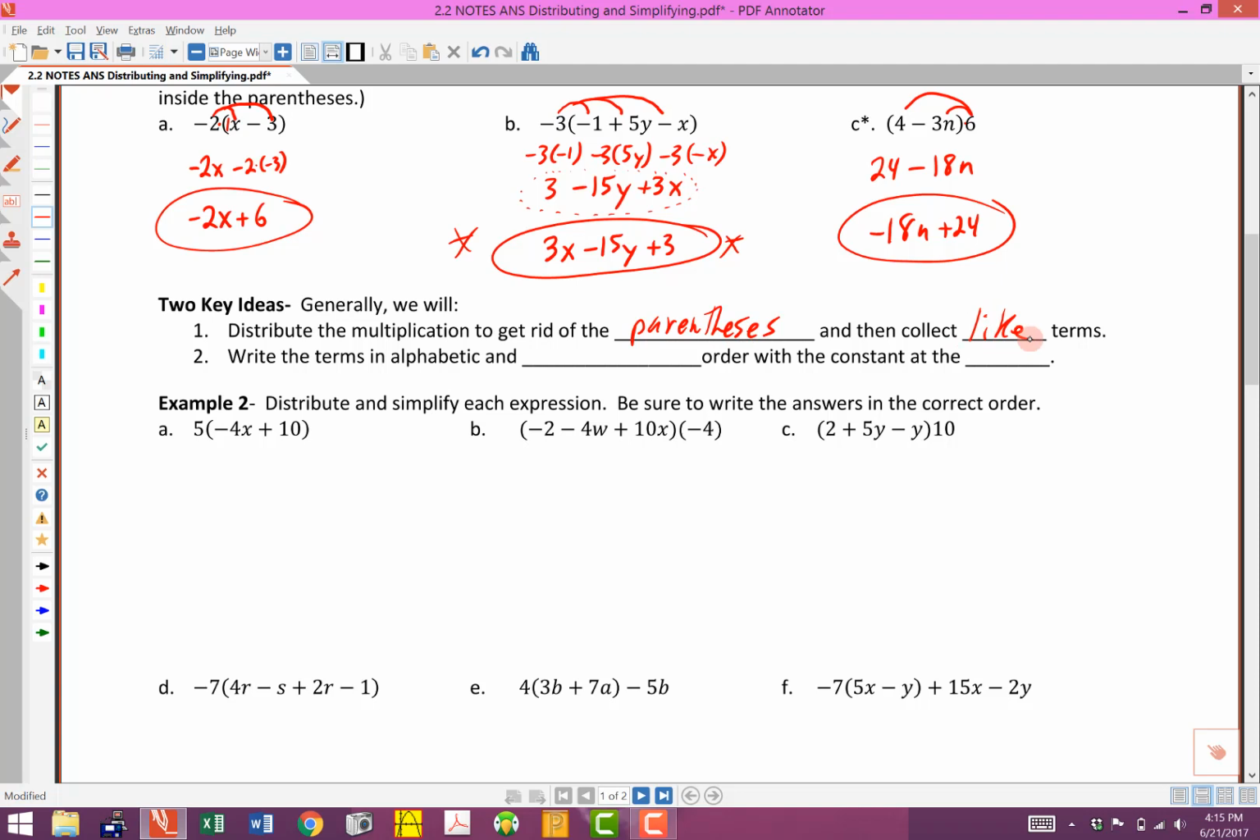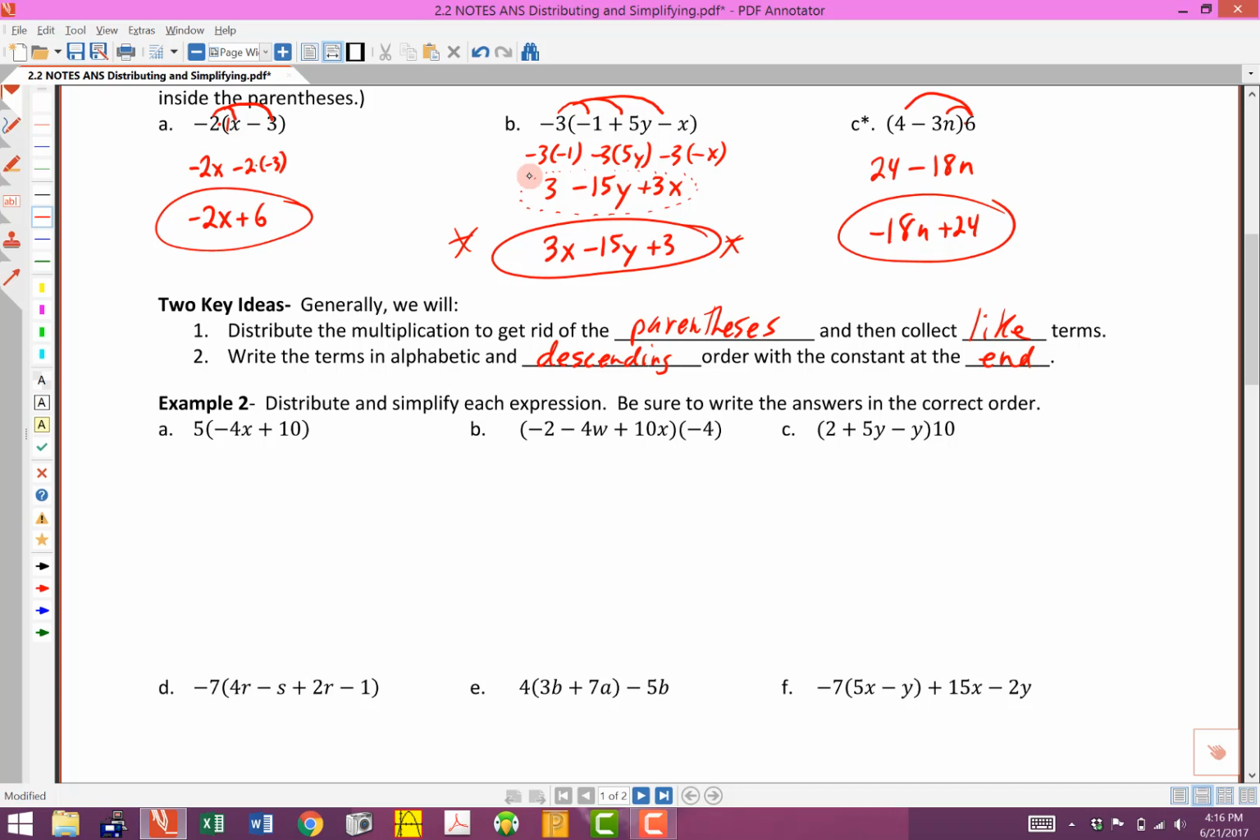We always want to simplify by finishing off by collecting like terms, and then we always want to write things in alphabetic and descending order with the constant at the end, like we did on each one of these. So we could write each one like this, write the multiplication problem for each one and then simplify from there.